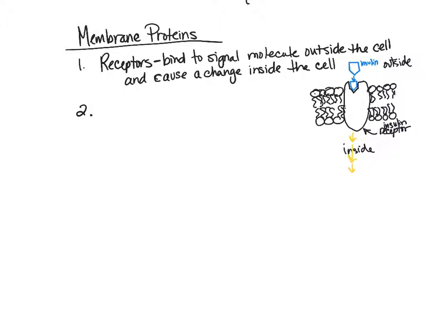Secondly, these membrane proteins can be enzymes. We've already talked about how most proteins are enzymes, and some proteins embedded in the plasma membrane can be enzymes that are just hanging out on the surface of the membrane. So these are able to catalyze reactions at the surface of the cell.